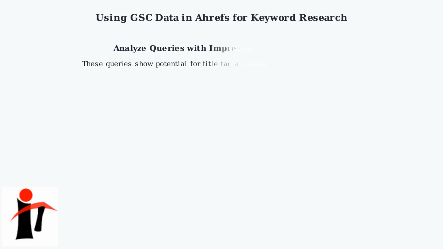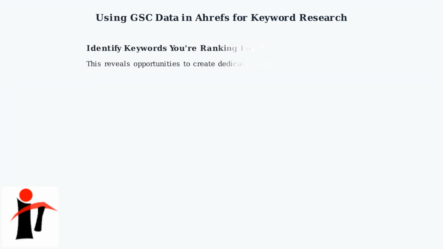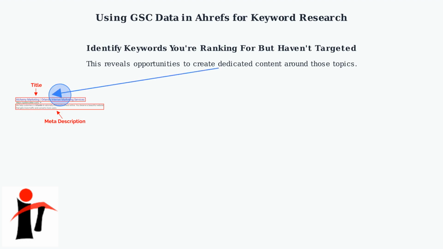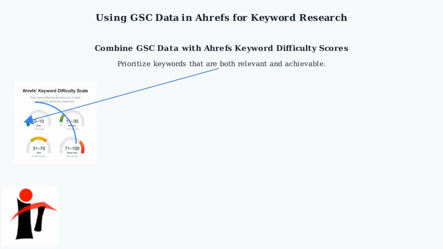The GSC data within Ahrefs is a goldmine for keyword research. Start by analyzing queries that bring in impressions but few clicks. These are prime candidates for optimizing your title tags and meta descriptions. Next, identify keywords you're ranking for but haven't explicitly targeted in your content. This uncovers opportunities to create dedicated content around those topics. Finally, combine GSC data with Ahrefs keyword difficulty scores to prioritize keywords that are both relevant and achievable.